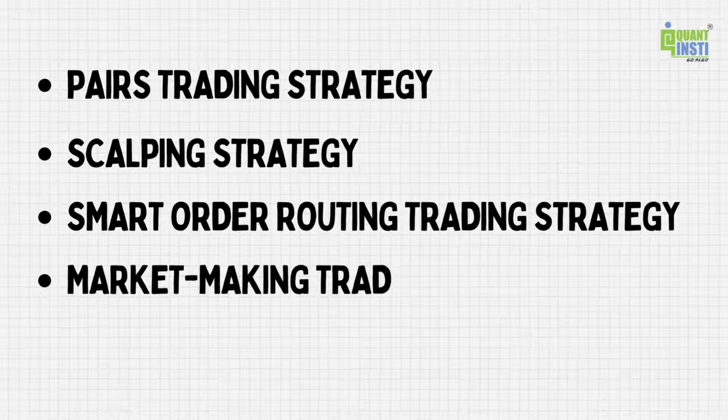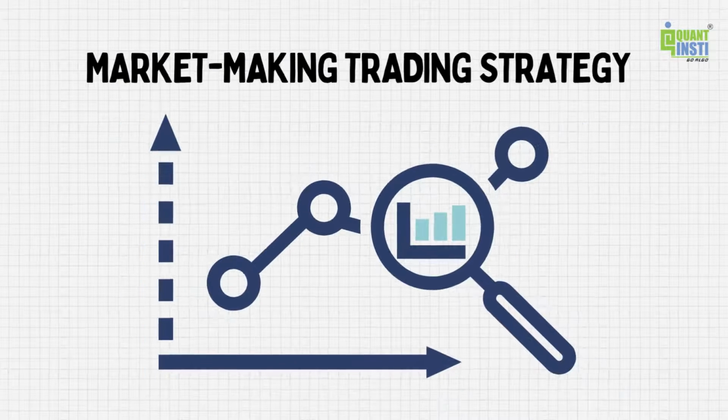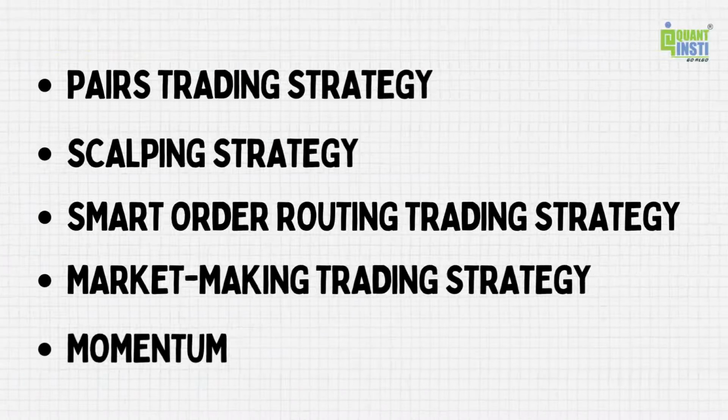Market making trading strategy. This strategy buys and sells securities to provide liquidity in the market. Statistical arbitrage market making strategy utilizes statistical models and algorithmic trading to identify price discrepancies between correlated securities and profit from short-term market inefficiencies.